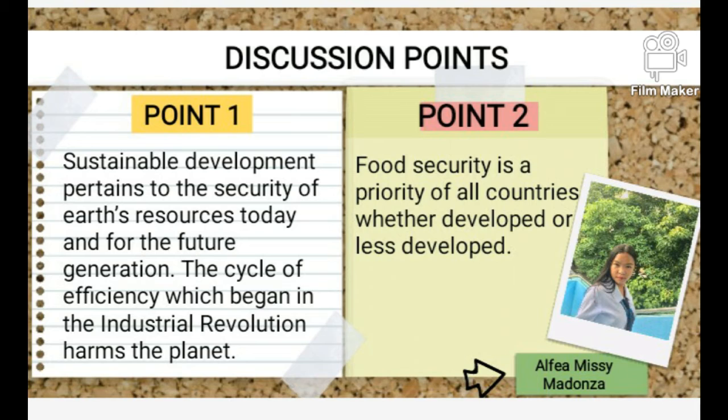And the second slide, point one: sustainable development pertains to the security of Earth's resources today and for the future generation. The cycle of efficiency, which began in the Industrial Revolution, turns the planet. And point two: food security is the priority of countries, whether developed or less developed. That's all. Thank you.